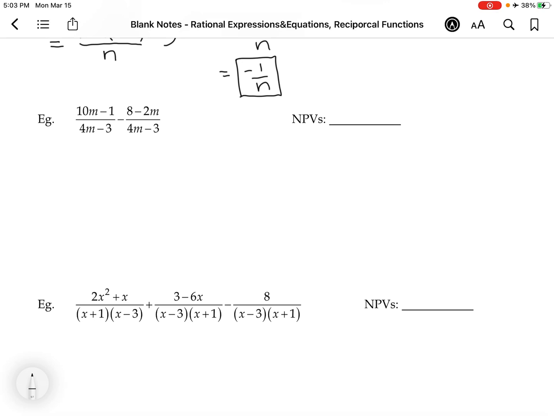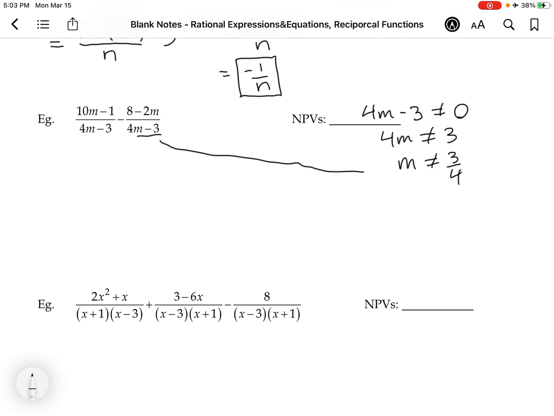Okay, here we also have a common denominator of 4m minus 3. So again, we can just go ahead and, in this case, subtract. Now, before we do that, of course, we should deal with our non-permissibles. Here, 4m minus 3 cannot equal 0, which means 4m cannot equal 3, which means m cannot equal 3 over 4. I'm showing the process of how to find this non-permissible, but I know many of you will be able to go directly from here to here in your head. And if you can, that's fine. You don't have to show me all of the steps.